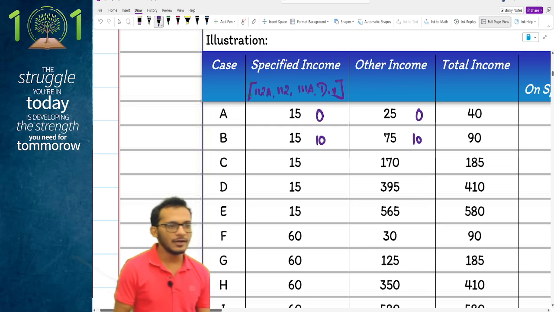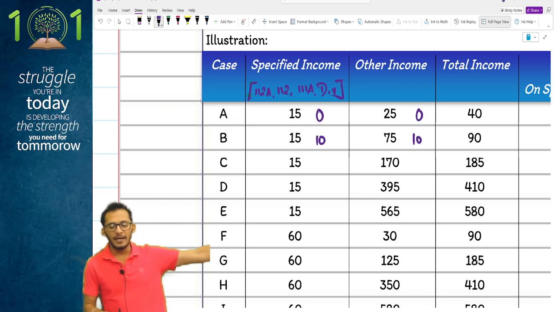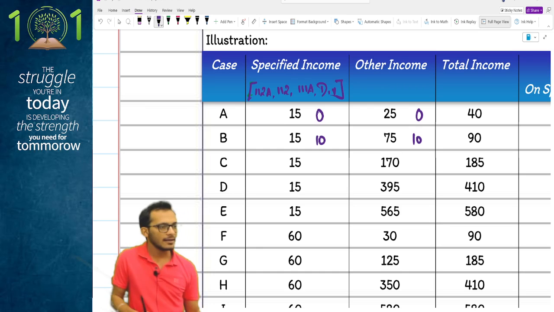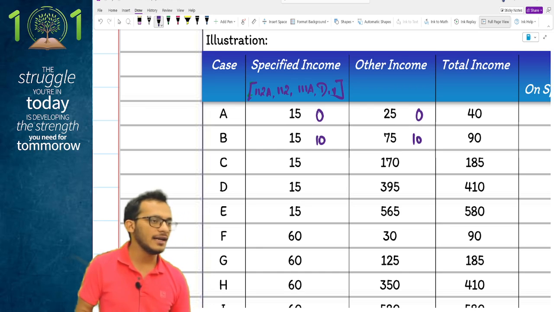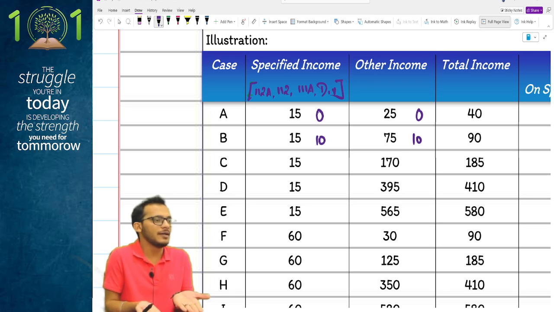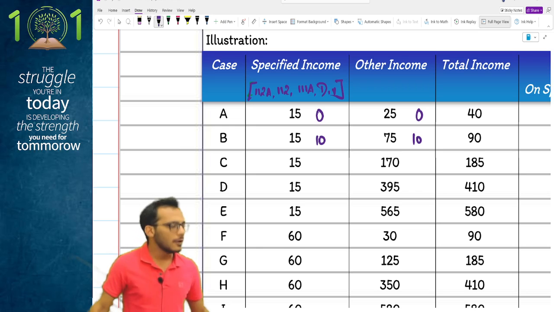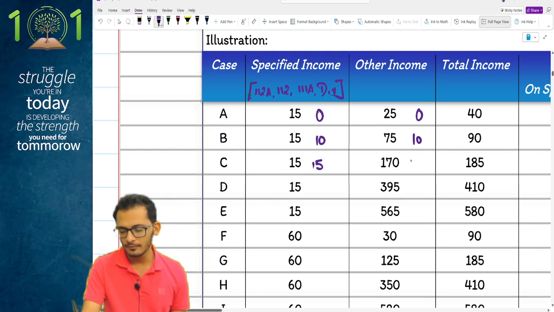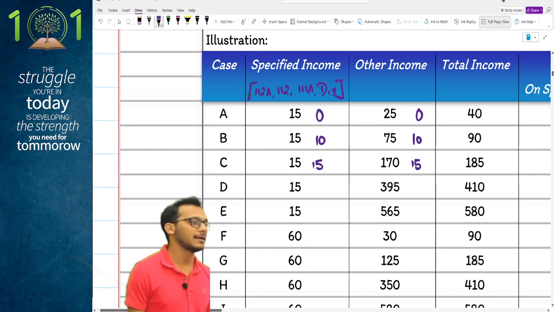Case scenario number 3. My specified is 15, my other is 170, my total is 185, meaning 1 crore 85 lakhs. Is it more than 2 crores or less than 2 crores? Therefore, do I split or not? Not split. If I am not splitting, it falls between 1 crore to 2 crores. If it falls between 1 crore to 2 crores, surcharge rate is 15 for both. Correct.